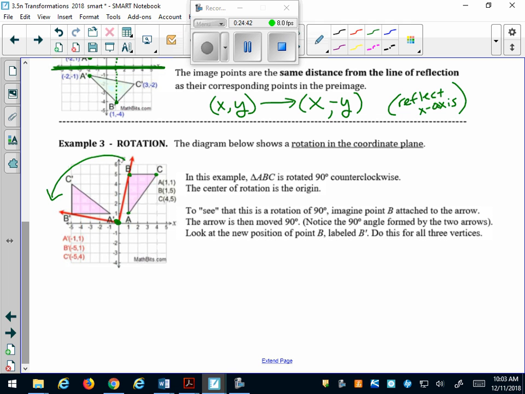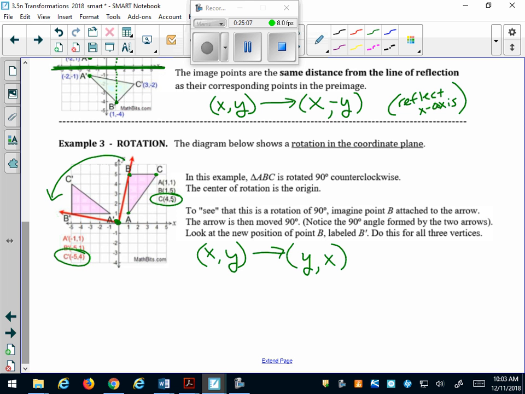Let's look at C specifically. If we start with x, y, it maps to... well, this was 4, 5, and it became negative 5, 4. So what happens with the x and the y? They switch. So the y goes first, and the x goes second. Those two numbers switch order.